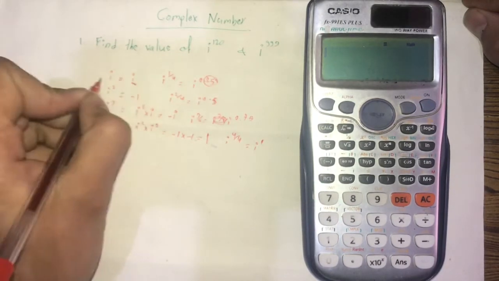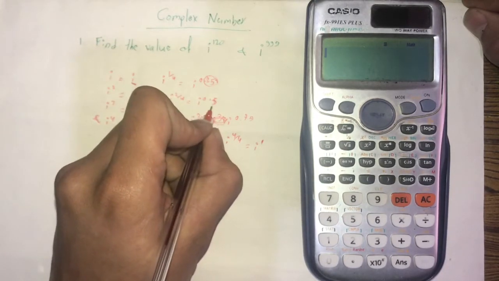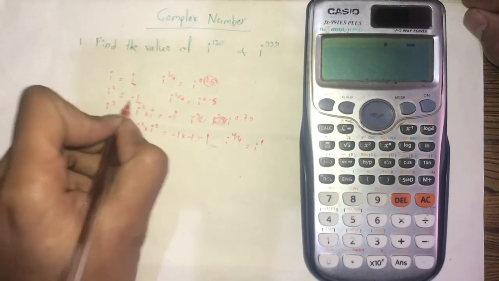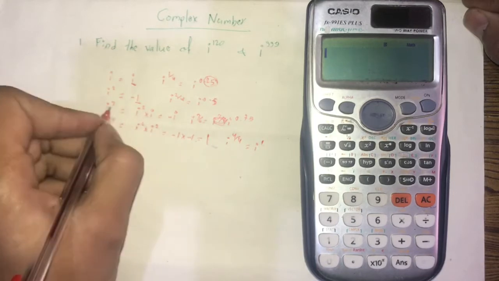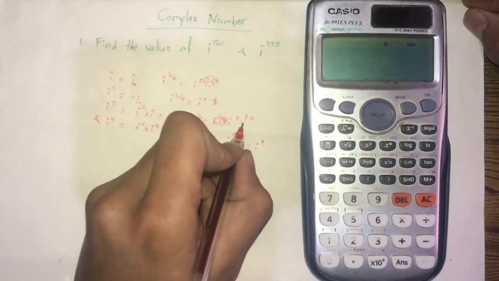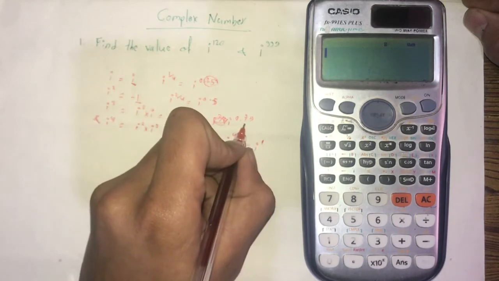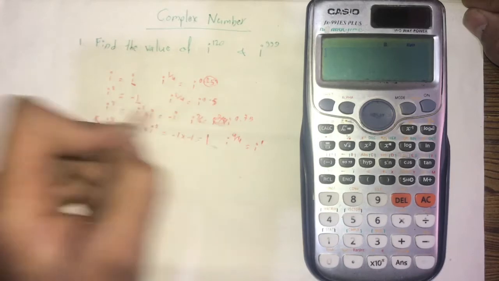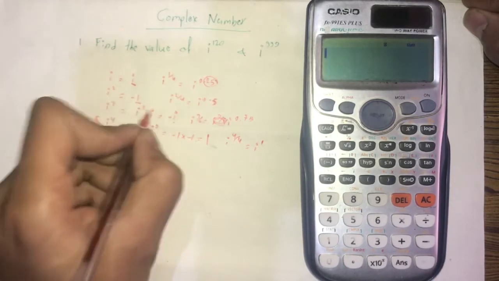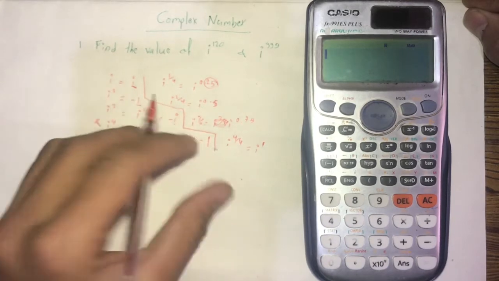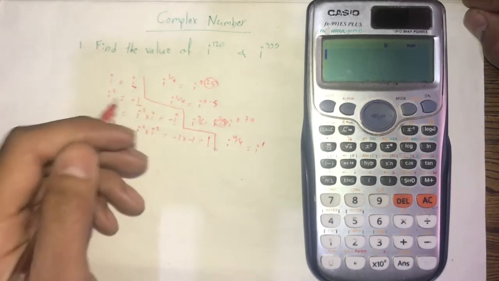If you get any i to the power containing decimal number 0.25, you can write its answer is i. If you get i to the power with decimal number 0.5, you can write minus 1. And if you get decimal number 0.75 by dividing the power by 4, you can write its value is minus i. And if you get the value without decimal in power, you can write 1.